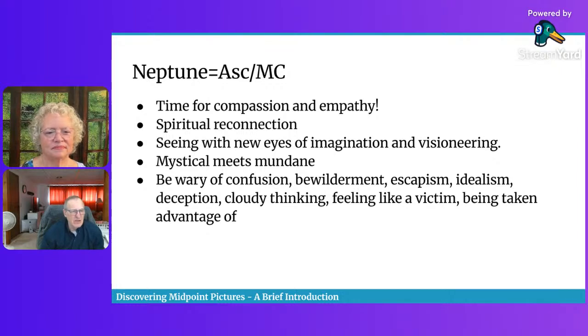Cloudy thinking. This is another one because it's so unclear. Your thinking is cloudy. It's like there's a blur. Or think of the 12th house. What do we often say about the 12th house? There's a veil. You're looking through the veil and not seeing clearly. Okay. This is Neptune over something. You can often feel like a victim. Okay. Things are happening to you and you get victimized by it. And if you're feeling like a victim, chances are you can easily be taken advantage of or feel like you're being taken advantage of. Okay.